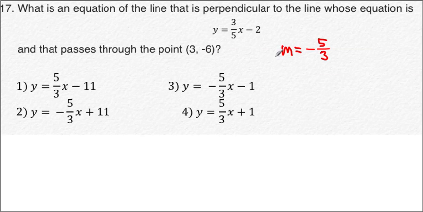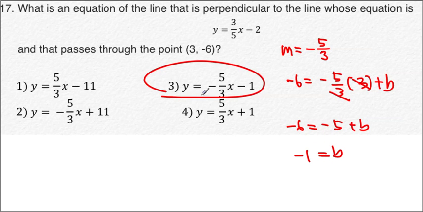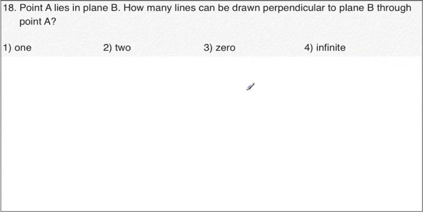3 comma negative 6, that can be simply equal to negative 6 equals negative 5 over 3 times 3 plus b. This is one thing which we can do. The 3s cancel out, so we get negative 6 equals negative 5 plus b. When you add 5 to each side, b will be equal to negative 1. So therefore, our answer will be choice 3.